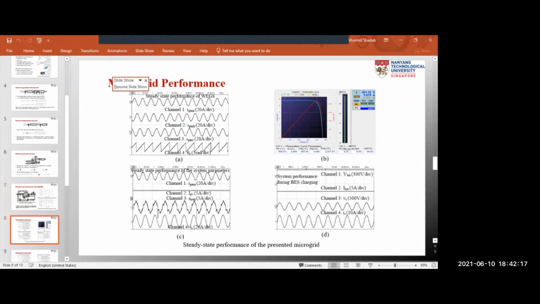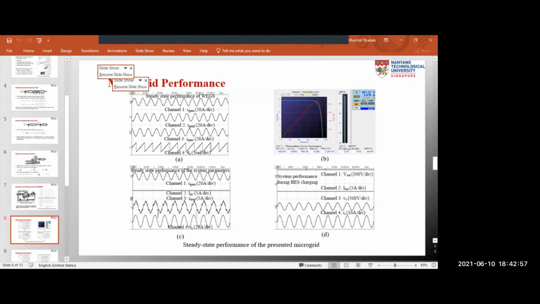So next is the performance of the presented system. This slide shows the steady state performance of the presented system, where we can see in A that all the three-phase stator currents of the wind generator are sinusoidal in nature. Moreover, the rotor position is effectively estimated, and it is varying between 0 to 2 pi. Second is the MPPT performance of the solar PV array, and here we see an excellent MPPT performance, with 99.8% MPPT observed.